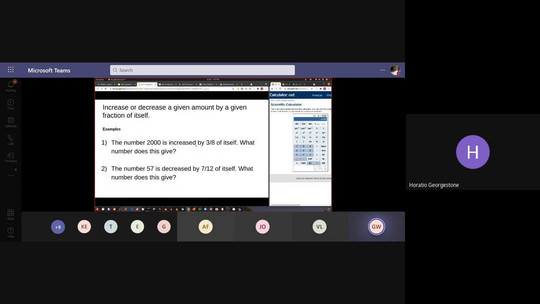So if you're confident with fractions, if you can do that kind of thing in your head easily, then go for it. If you think you're not 100% confident, just do it in 2 steps. Find 3/8 and then add it onto the original.